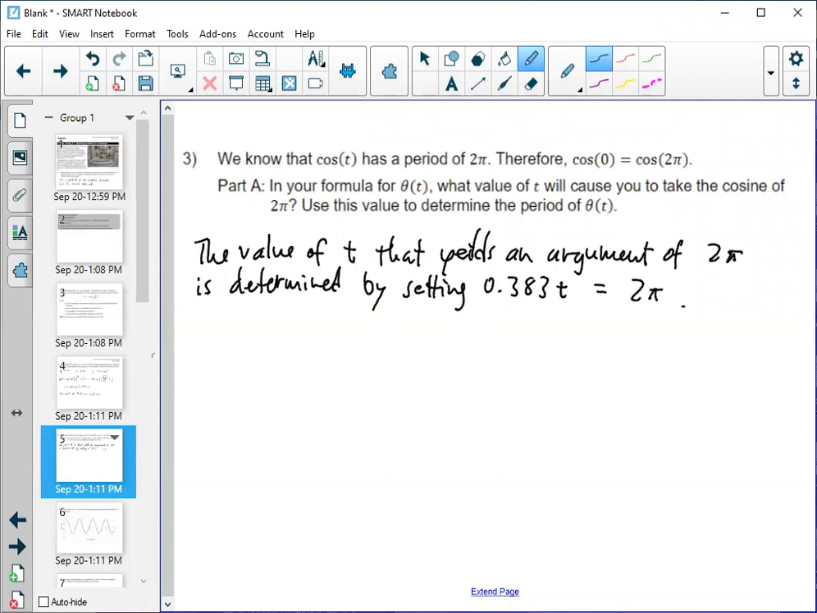Now, if we solve this equation for t, we get that t is approximately equal to, because we're going to use 6.28 for 2 pi, over 0.383, and that's approximately 16.40 seconds. Okay, so this tells us that the period is about 16.4 seconds. Let's go to the next part, part B.